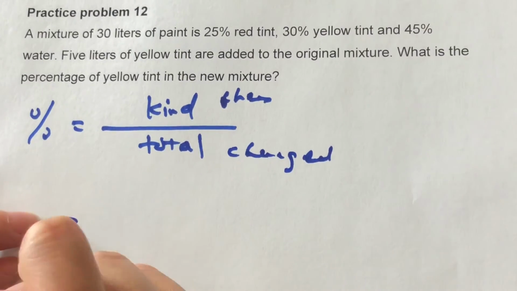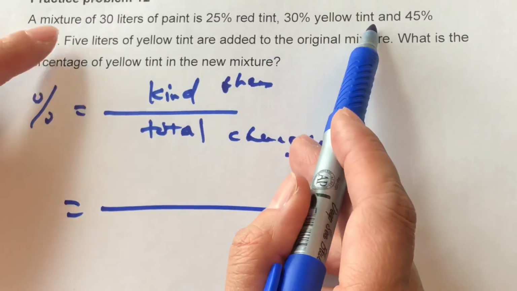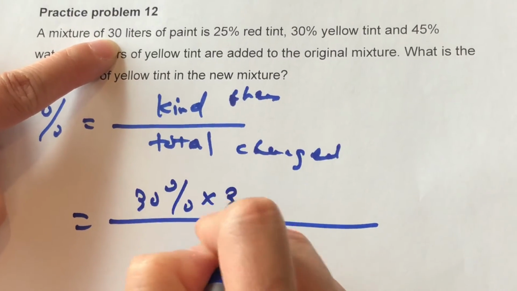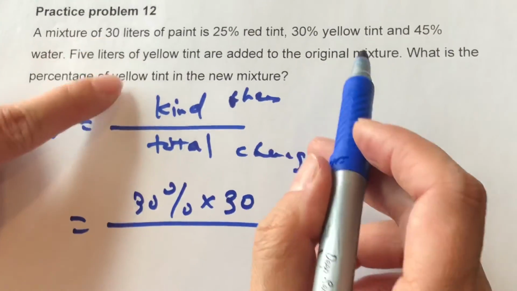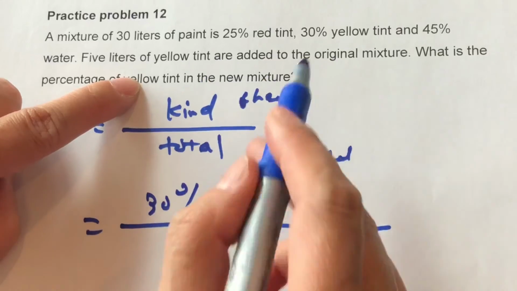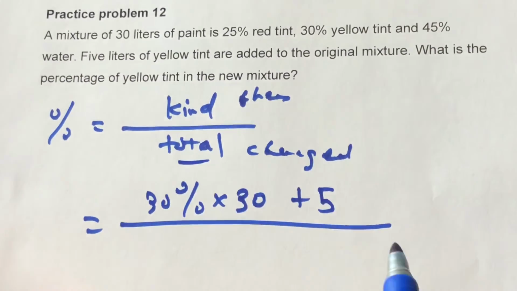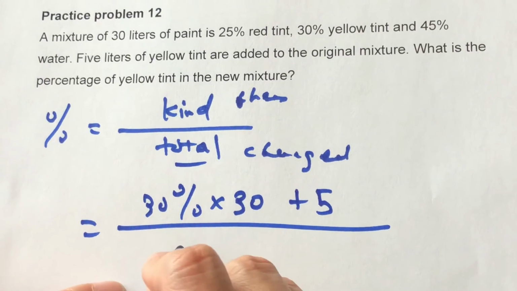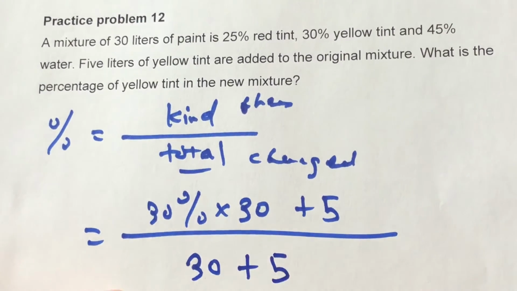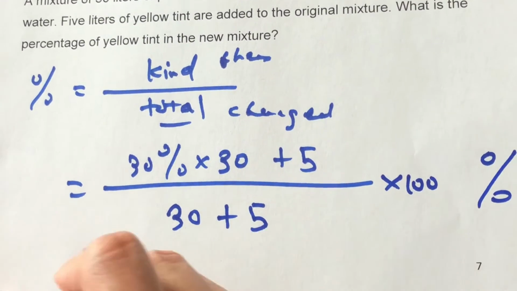Okay, let's find out how much is yellow now. 30% yellow of the original. 30% multiply 30 liters. That's the original. Then you add 5 liters of yellow to the original mixture. This is the total yellow. What is the total mixture? Total mixture is 30 to start, and then you add 5. This multiply 100 to give you the percentage.